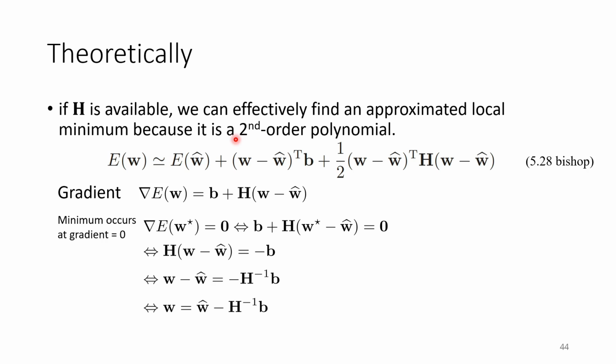However, if the Hessian is available, then to minimize w, you can easily calculate it from the approximate point minus the inverse matrix of the Hessian function times the gradient. Theoretically, if you know the Hessian function, you can easily find a local minimum, so that you can move your current weight and update to the new local minimum, and calculate the second order Taylor expansion again, and go to the local minimum.